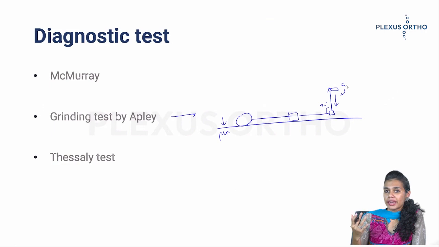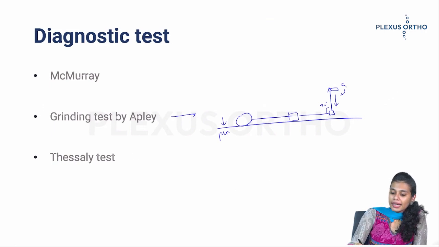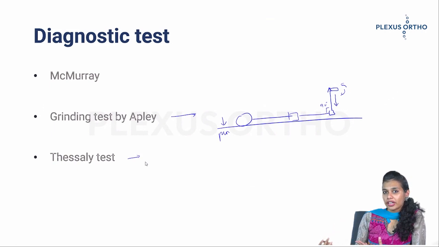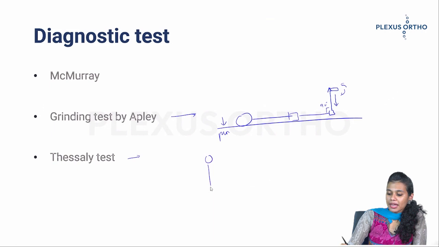It's a little apprehensive test, so we always recommend it to be done at the last of your examination, not in the first. Next is the Thessaly test. The Thessaly test has a very good accuracy rate, but it is a little difficult to elicit because the patient is made to stand with his knees in flexion.